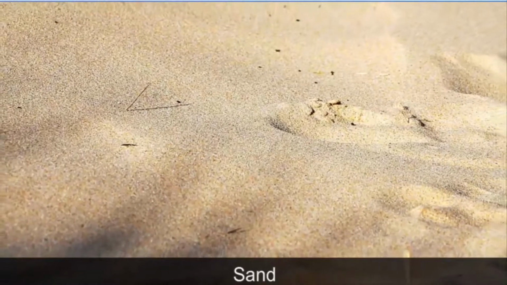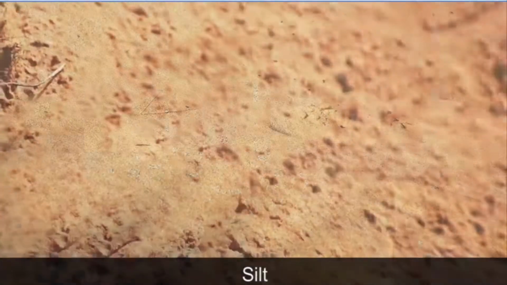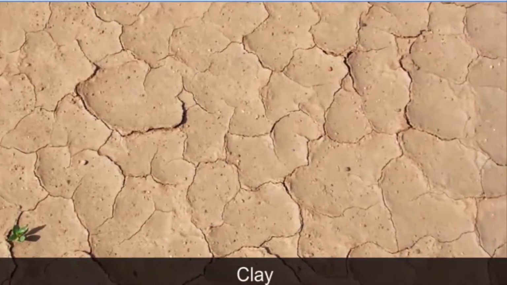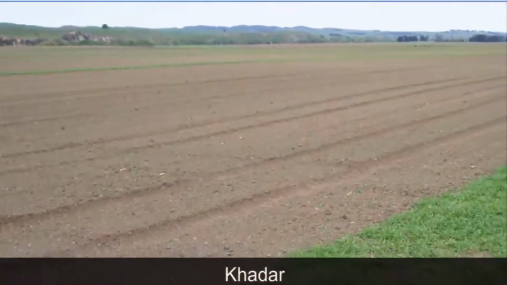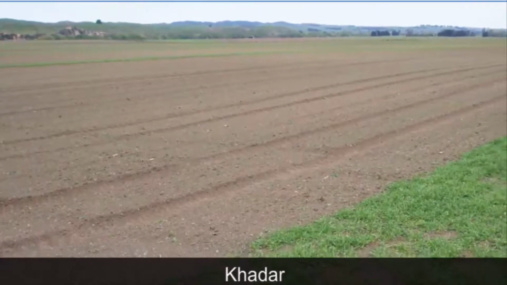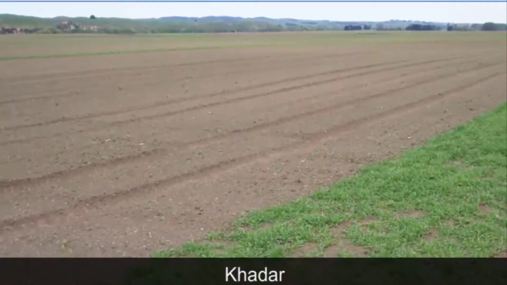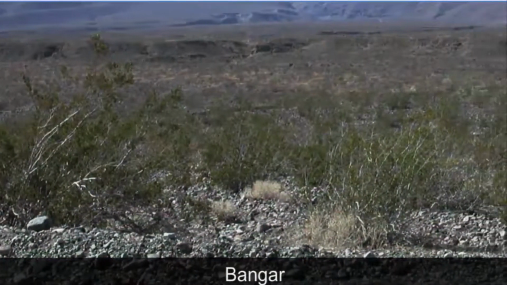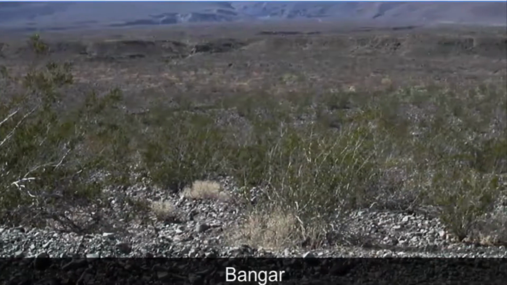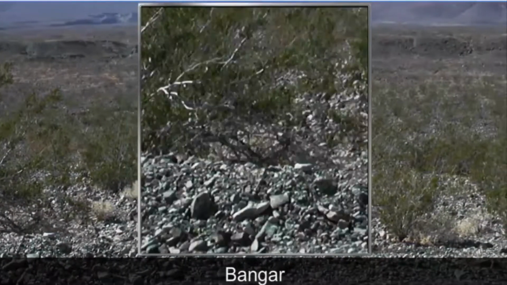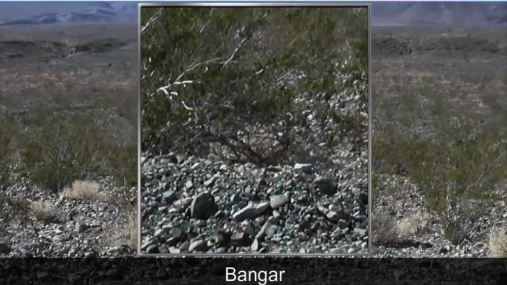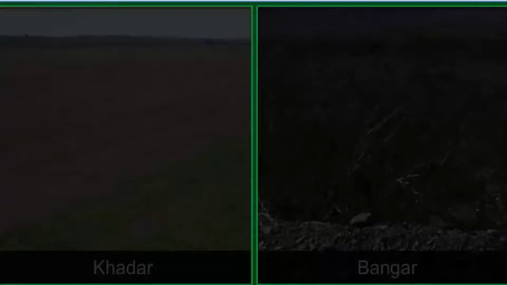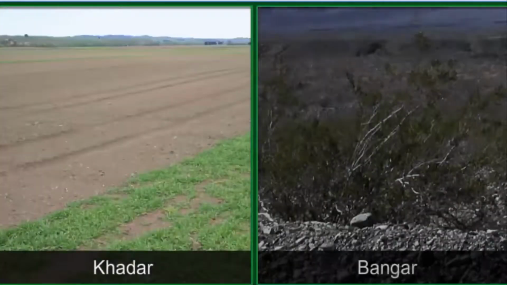Alluvial soil is a mixture of sand, silt and clay. The new alluvial soils called Khadar, found in the Gangetic plains, have small particles and a fine texture. The old alluvial soils called Bangar, found near the river valleys, are coarser and contain more pieces of rocks called kankar. In other words, Khadar is more fertile than the Bangar.